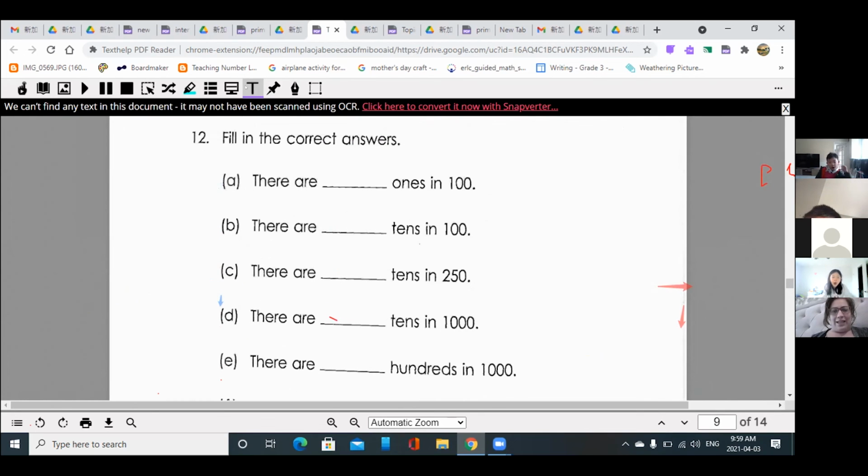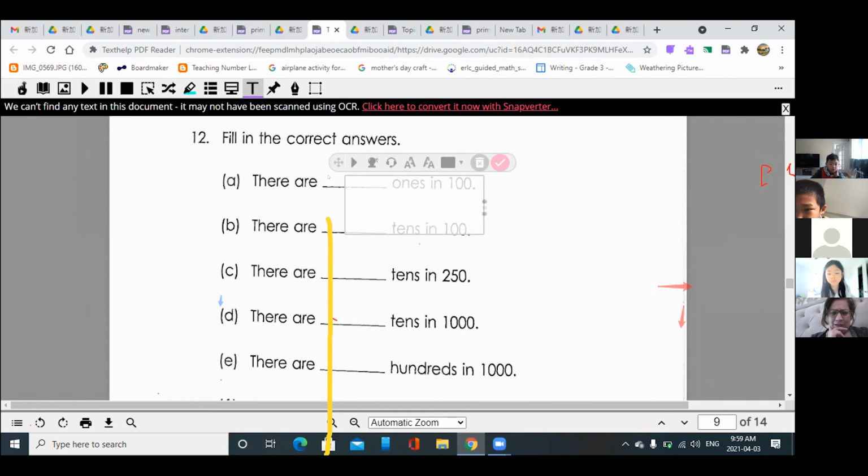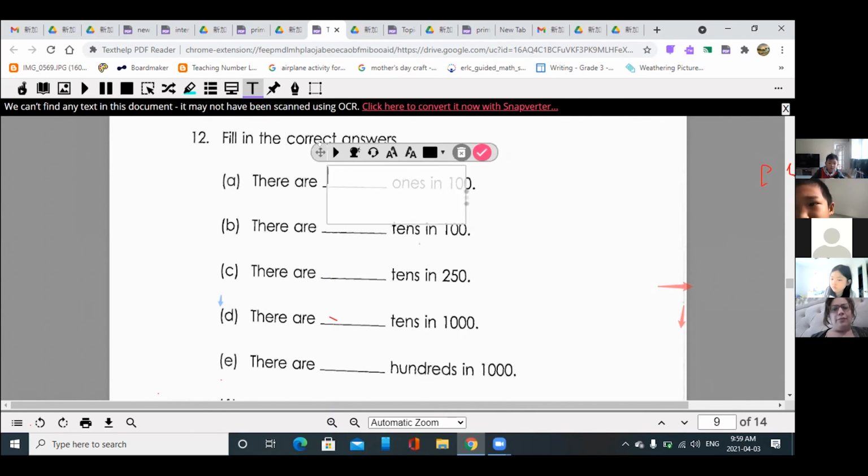Ooh, I like this one. Place value. This is my favorite. Okay, ready? Why is there a yellow line? I know. Can we take that yellow line out? Who did it, boys and girls? Okay, good.